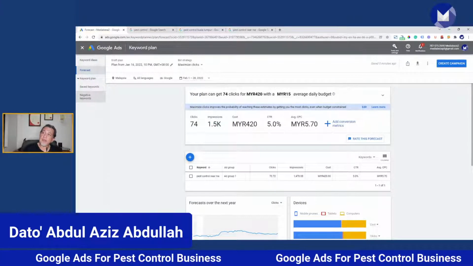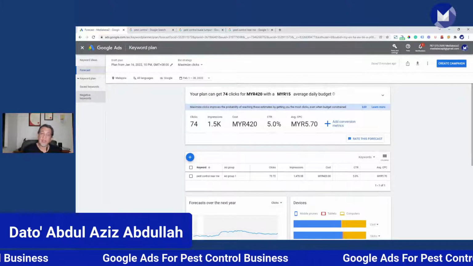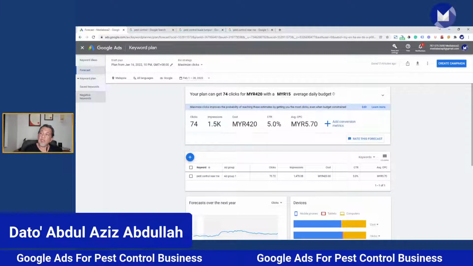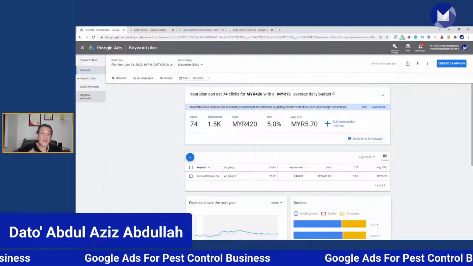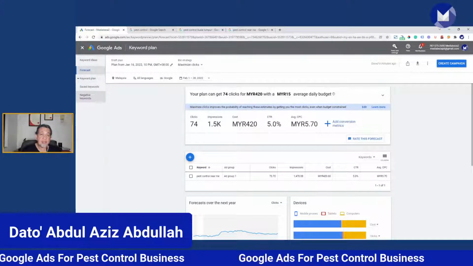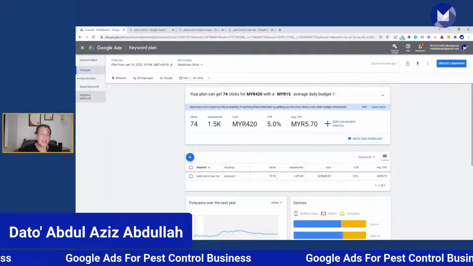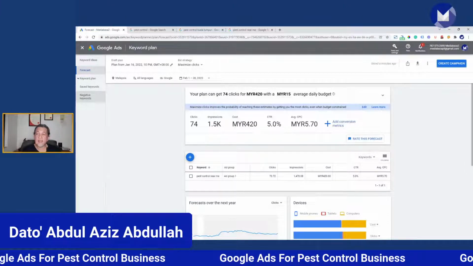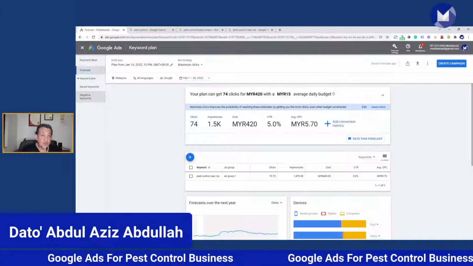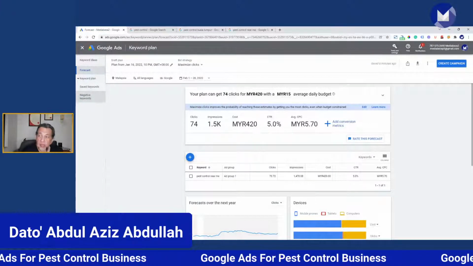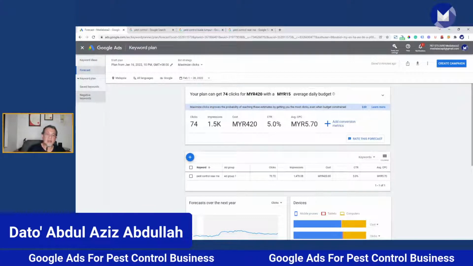So imagine if you spend, say, 1,000 ringgit for 1 month. Google is saying that if you spend 420 ringgit, you get about 74 clicks. So you spend 1,000 ringgit, you get about 150 clicks. So from there you get 15 calls. So from 15 calls, say you get five customers. Say one customer 500 ringgit, so 5 times 500, you get 2,500 ringgit. You're only spending 1,000 ringgit on Google Ads, so you already get 2,500 ringgit revenue for your business. So you're actually making 250% return on your advertisement. So that is how we make an estimate of return on Google Ads.